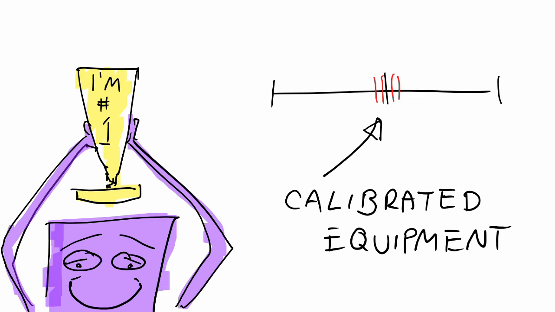I mean, I should say far more accurate, because he had precise data before, and he's still got precise data, but now it's sitting around the true value because he used calibrated equipment. So to remove systematic error, calibration is a really important part of it.